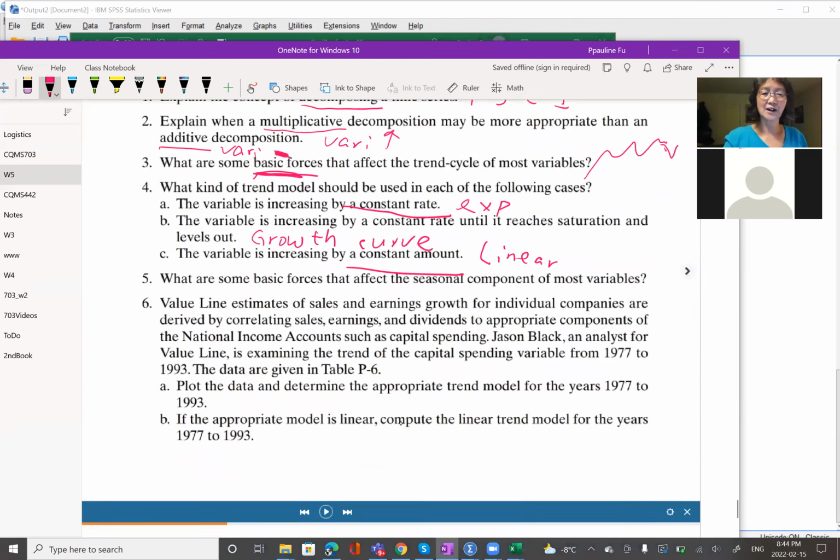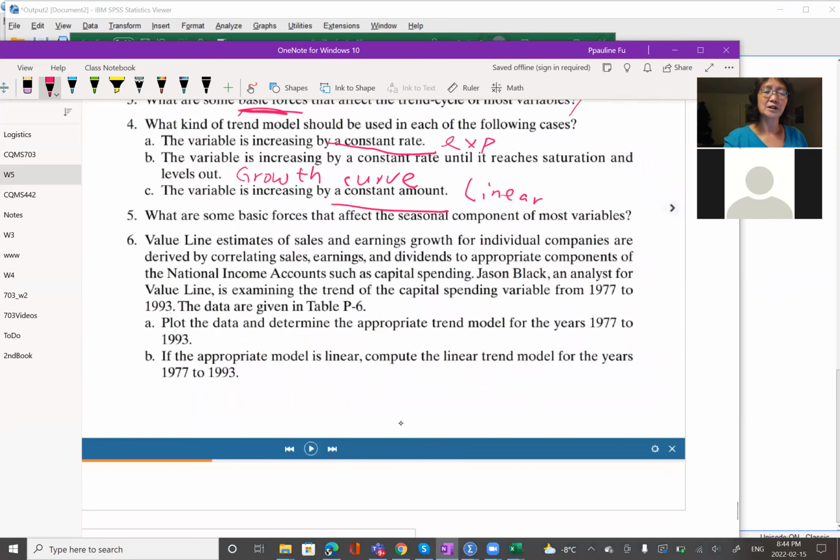Okay, question 5. What are basic forces that affect seasonal components of most data? Why does data appear seasonal? Most often it's because of the weather. Sometimes it's because of the calendar. Okay.